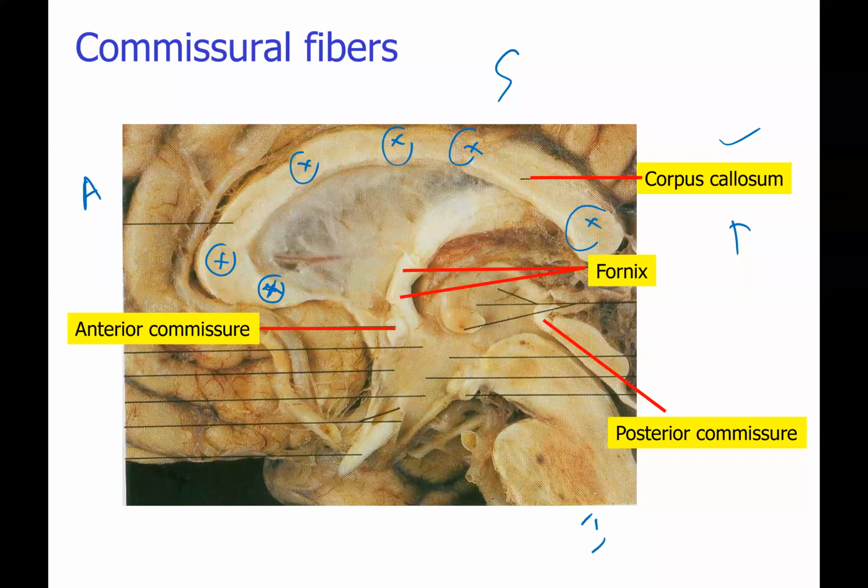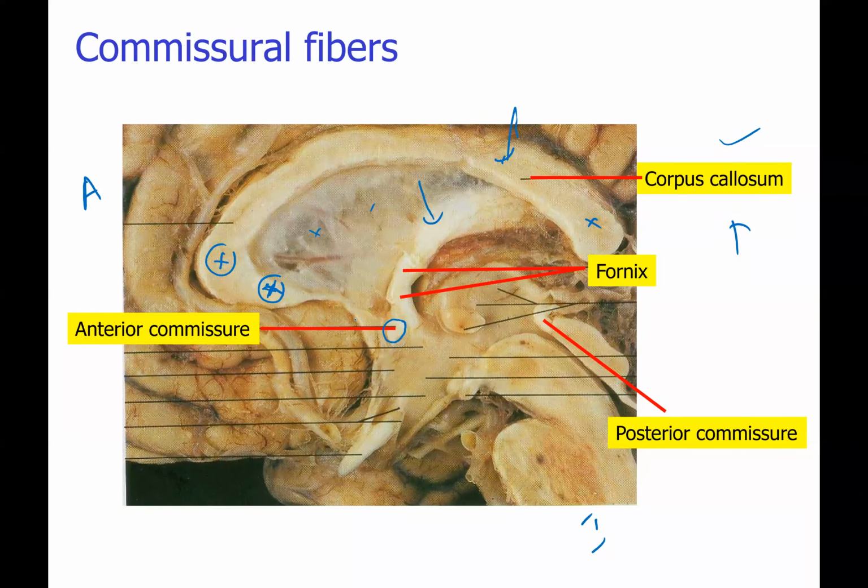Then this is the fornix. This section has been taken in such a way as not to damage the fornix. You will learn these things. This is the septum pellucidum, a very thin layer of tissue separating two cavities on either side. When you learn the ventricles towards the end of this lecture, you will see this. I'll show you later. Now we are discussing the commissural fibers. So remember, this is the corpus callosum, this is the fornix, and this is the anterior commissure.